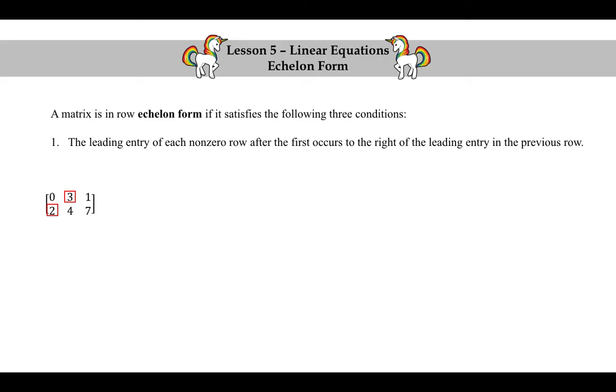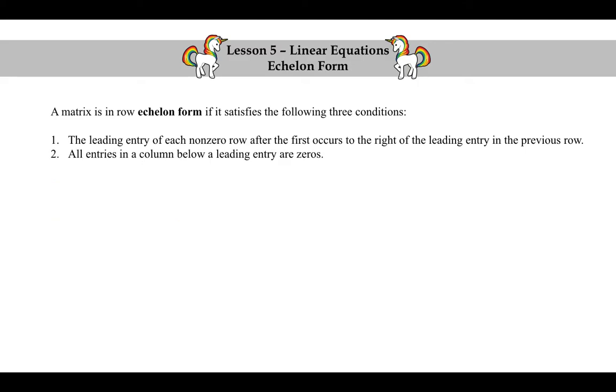We could put it into row echelon form pretty easily by interchanging the two rows. So let's go ahead and do that so that we get the matrix 2, 4, 7, 0, 3, 1. Notice that the leading entry in the first row is now this 2. The leading entry in the second row is this 3. And this now satisfies that first condition because the leading entry in the second row is to the right of the leading entry in the first row. The first matrix was not in row echelon form, and the second matrix is in row echelon form. At least it satisfies that first condition.